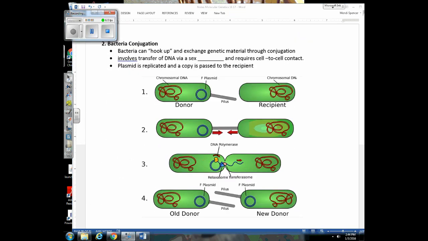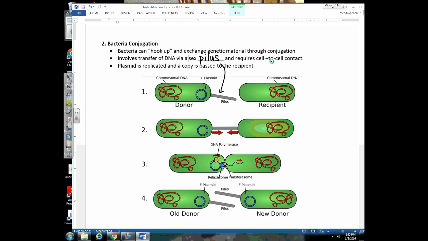Let's look at that second type of horizontal gene transfer, which is called conjugation. If bacteria are conjugating, then basically they're hooking up and exchanging genetic material. One bacteria can transfer DNA to the other via the structure that you see here, which is sometimes called the sex pilus.